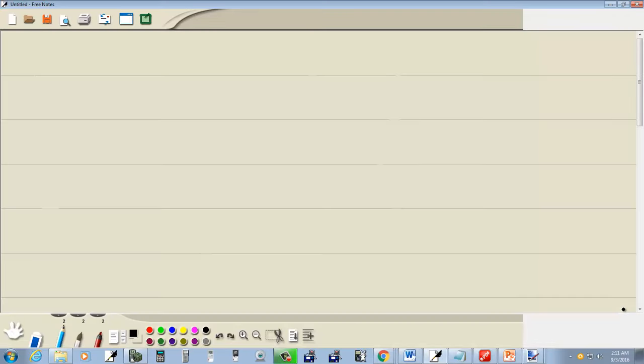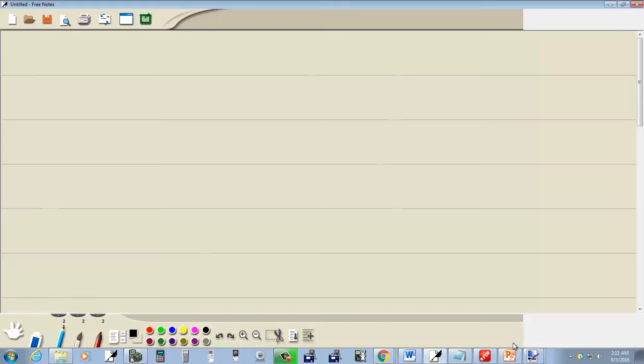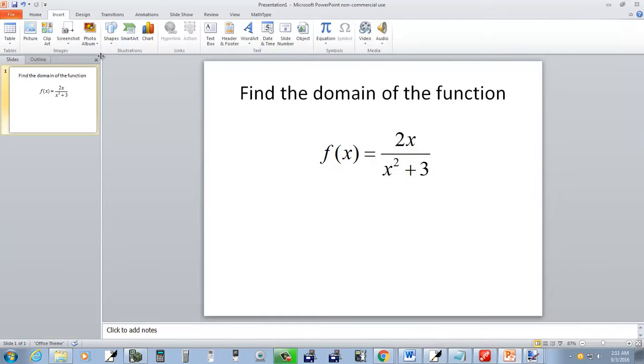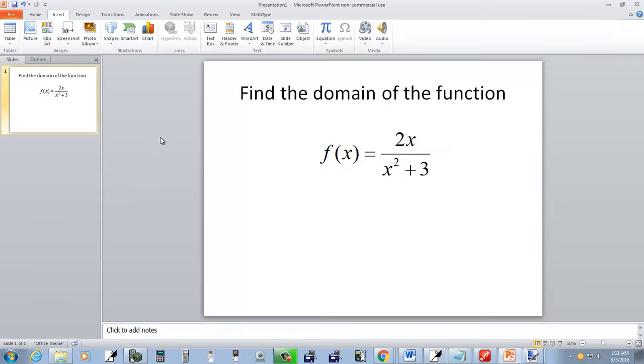Let's take a look at this problem. I should have had the PowerPoint up and running. f(x) is equal to 2x over x squared plus 3. Okay, now this is a fraction with a variable in the denominator.